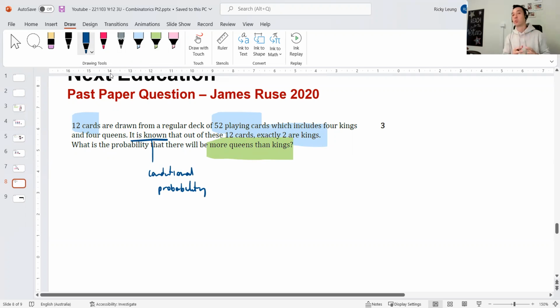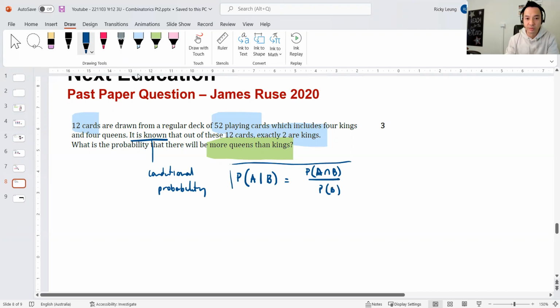It is known that of the 12, exactly 2 are kings, right? So what I'm going to do now is use the formula for conditional probability. The probability of A, having known that B is true, equals the probability of A intersecting with B over the probability of B. We know that, it's given in the reference paper.